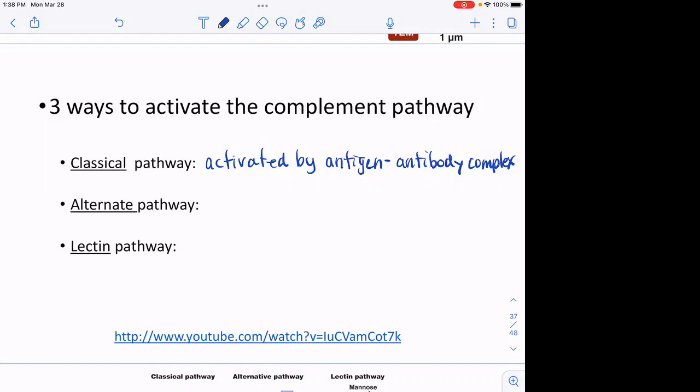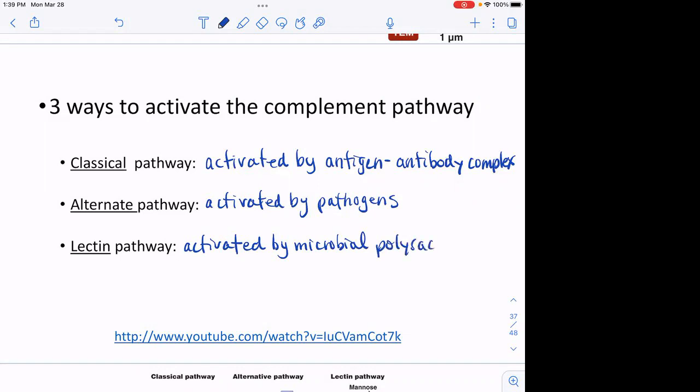With the alternative pathway, this will say that it's activated by pathogens. The next graphic, I'll say a little bit more about that, hopefully explain that a little bit better. And with the lectin pathway, this is activated by microbial polysaccharides. Okay, and again, I'm going to illustrate that a little bit better in a minute.